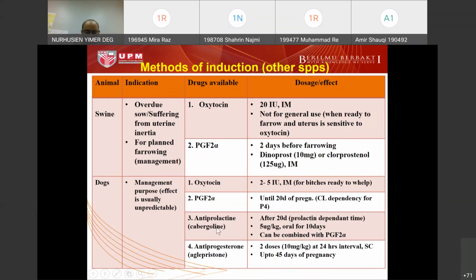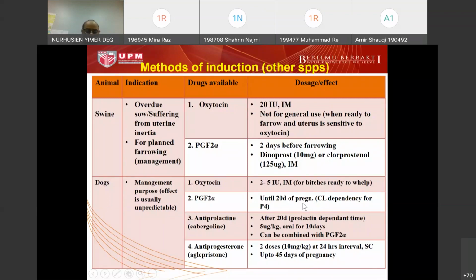For dogs, we have a number of choices to use, but obviously oxytocin is one of the options that we have. Okay, and the reason for using induction in dogs is basically for management purposes. So the oxytocin is given especially when the time to whelp is close, and you can use up to 5 international units of oxytocin. Prostaglandin is used particularly during the early days of pregnancy, until 20 days of pregnancy. This is a period where the pregnancy will be dependent on the CL, okay?